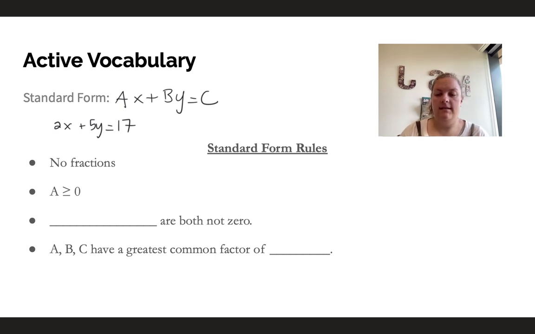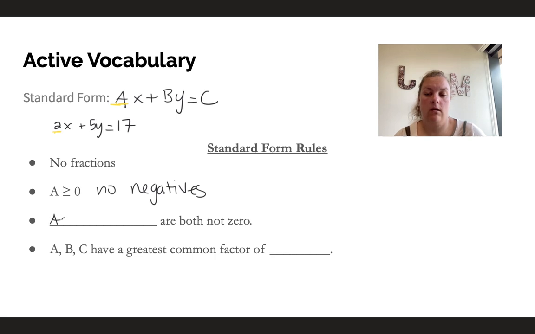The number that is in the a position, I'm going to underline it in yellow, has to be bigger than 0, so there can be no negatives. And I'll show you how to get rid of them when we do work with them. A and B are both not 0. So you have to have at least one of those values in there for A and B. So it can't just be like random equals C. It needs to have a value for X or Y. And then A, B, and C, those three numbers have a greatest common factor of 1.